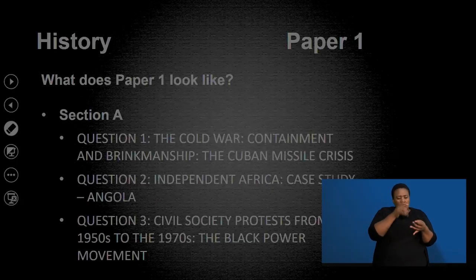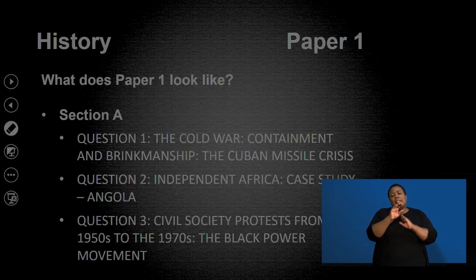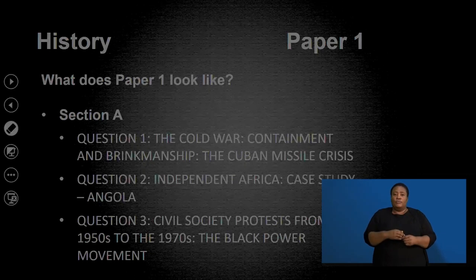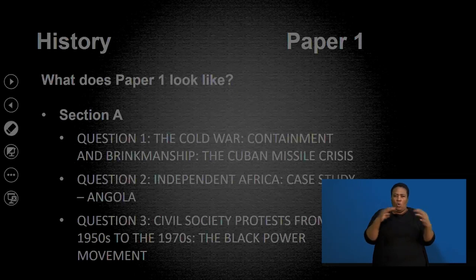And then if we look at the breakdown of Section A, it consists of question 1, which is the Cold War, containment and brinkmanship, the Cuban Missile Crisis. And then there is question 2, which is independent Africa. The case study is Angola. Question 3 is civil society protests from the 1950s to the 1970s, the Black Power movement.